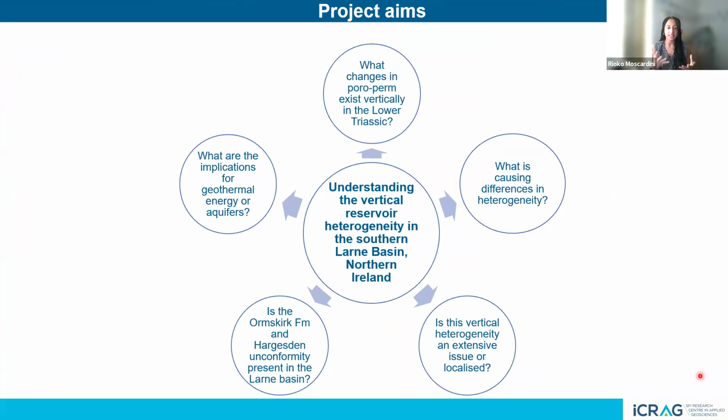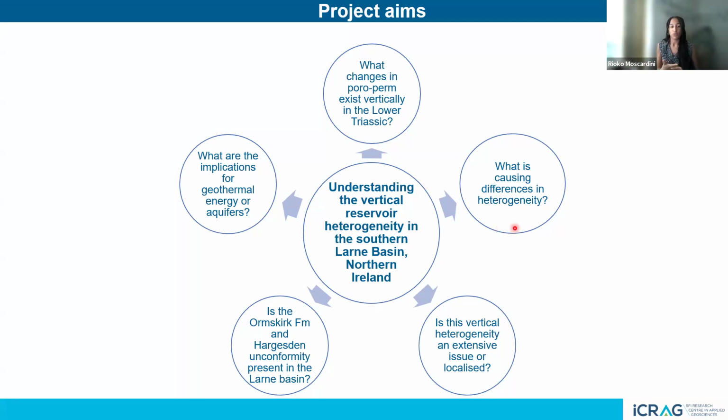Okay, so hopefully I've set the scene enough there. Now we're going to jump back into the main project aims and what I've been looking at. In the middle, we have the main question: trying to understand the vertical reservoir heterogeneity in the Southern Larne Basin. Around it, we've got some critical questions that we want to answer to address that main question. If we work clockwise, we start here: what changes in porosity and permeability are we seeing as we go deeper in the column?